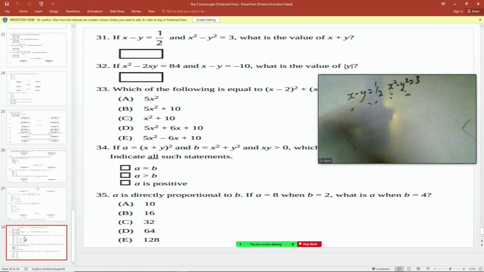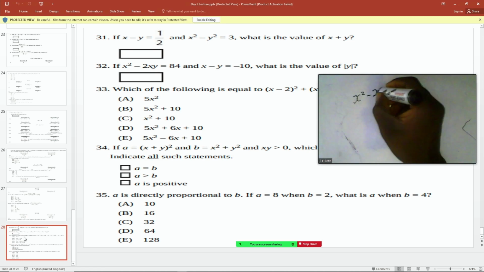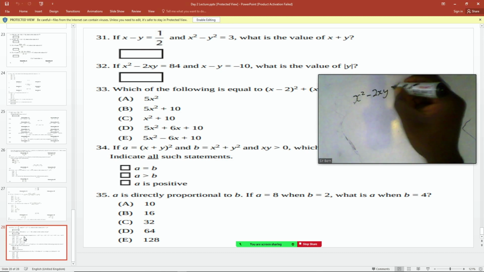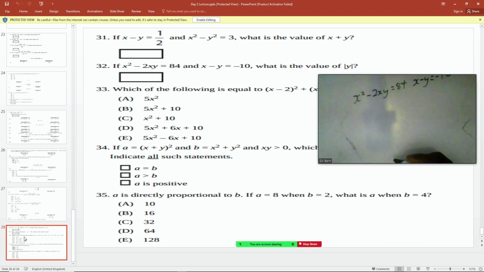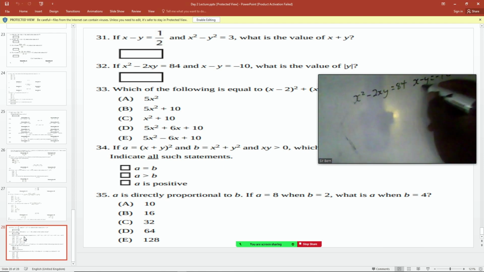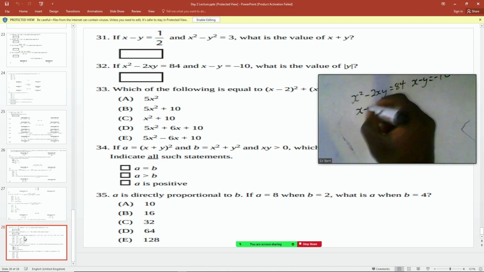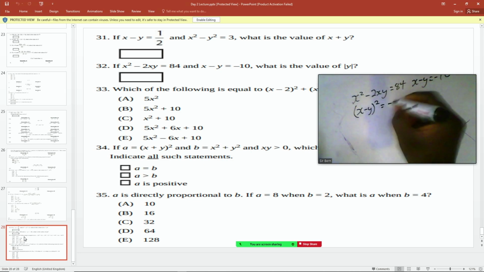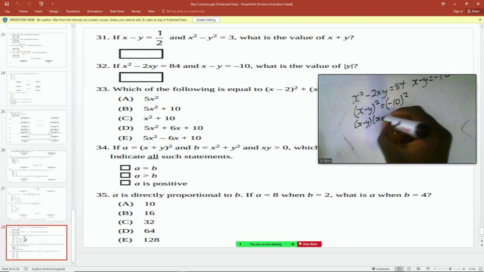Then moving on to 32. 32 wants us to find the absolute value of y. So we have x squared minus 2xy is equal to 84. Then x minus y is equal to -10. So in this case, the best chance is to square this side. So squaring this side will give us x minus y all squared is equal to -10 squared. So this has x minus y times x minus y, which is equal to 100.